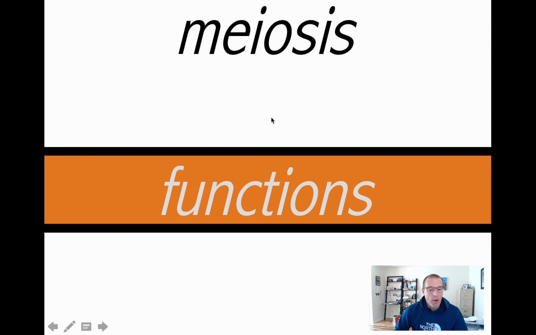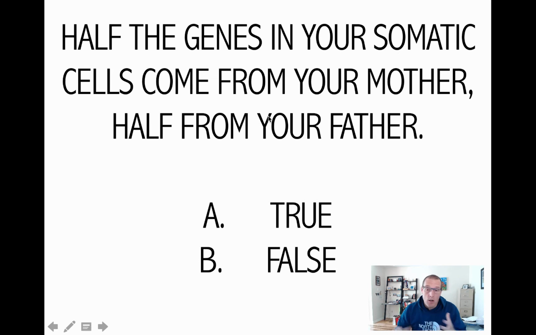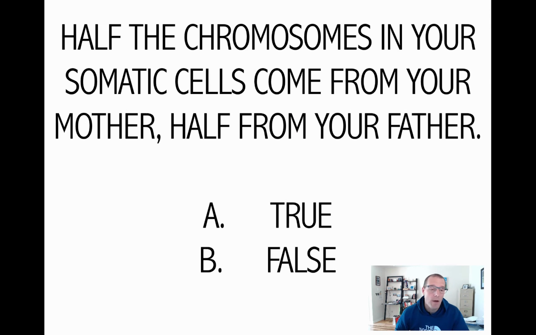So before we get going, taking a look at meiosis, let's do some questions just to build a little bit of a framework around which we can hang our new knowledge of meiosis. So I'm going to read through these questions and talk about them a little bit. Half the genes in your somatic cells come from your mother, half from your father. So that is true. You get half of the genes from your mom and half the genes from your dad. So your relatedness to both your parents is 50% or 0.5. And that's because of what's going to happen in meiosis.